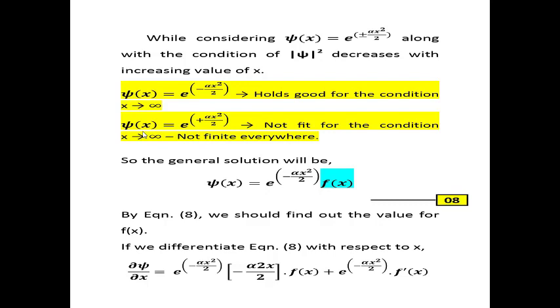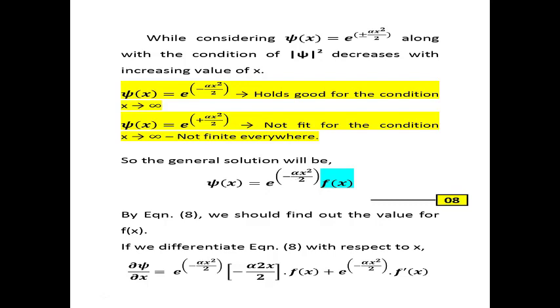So according to these results, it is inferred that the term e power minus alpha x squared by 2 is prompt enough to explain the wave function, along with the term f of x, because you already know that if we add e power plus alpha x squared by 2, it never gives a proper solution for the wave function of a linear harmonic oscillator.